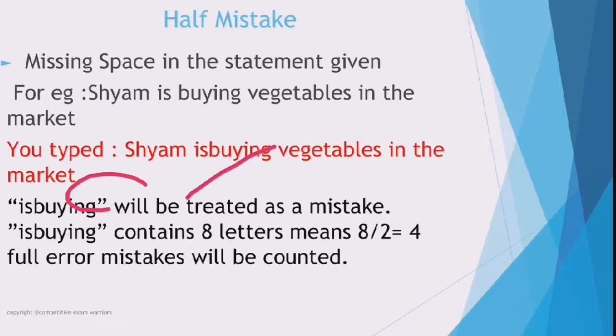Now how to calculate half mistake? "Is buying" consists of 8 letters, so you will penalize 8 by 2 equals 4 full errors. That is, 8 half errors make 8 by 2, 4 full error mistakes, which will be counted over here. Okay, so in this way we calculate half mistake.